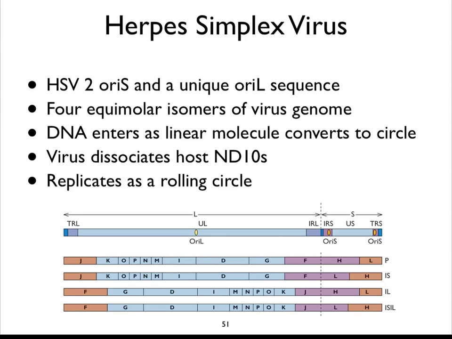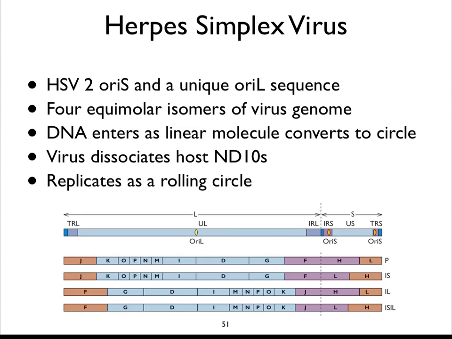So think about that. It's amusing. DNA enters the cell as a linear molecule, and then with the aid of cellular enzymes, it converts into a circle. So this linear molecule is converted into a circle. It does this somewhere on the way into the nucleus.